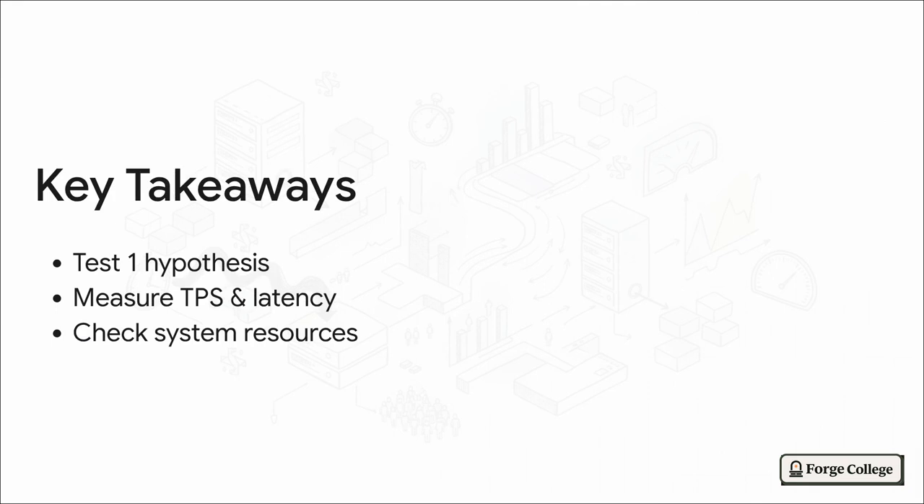So, the crucial takeaways from this entire process are actually pretty simple. First, quantify one hypothesis at a time. Do not change 5 different variables between your test runs, or you will have absolutely zero clue which tweak actually fixed the problem. Second, always measure throughput and latency.